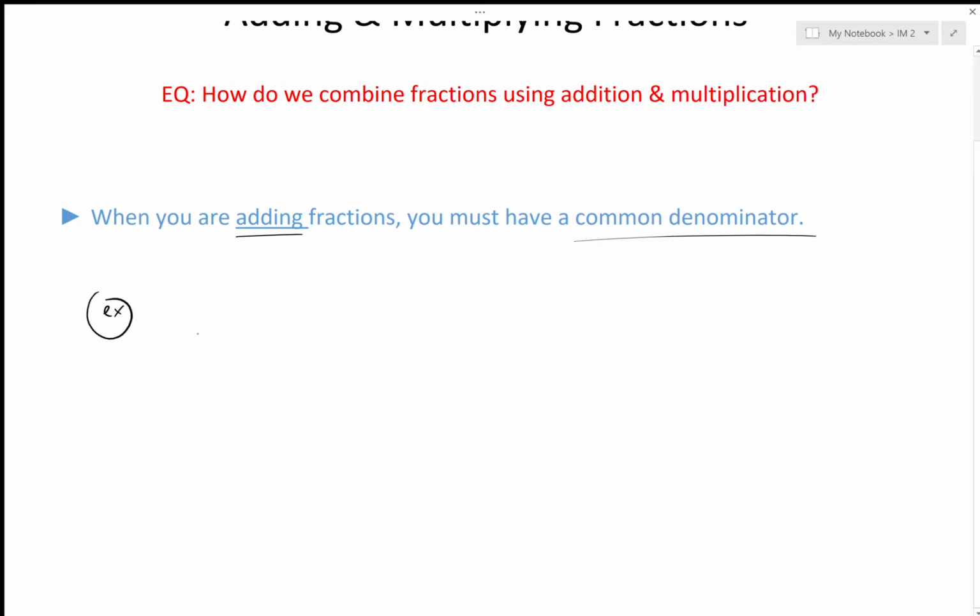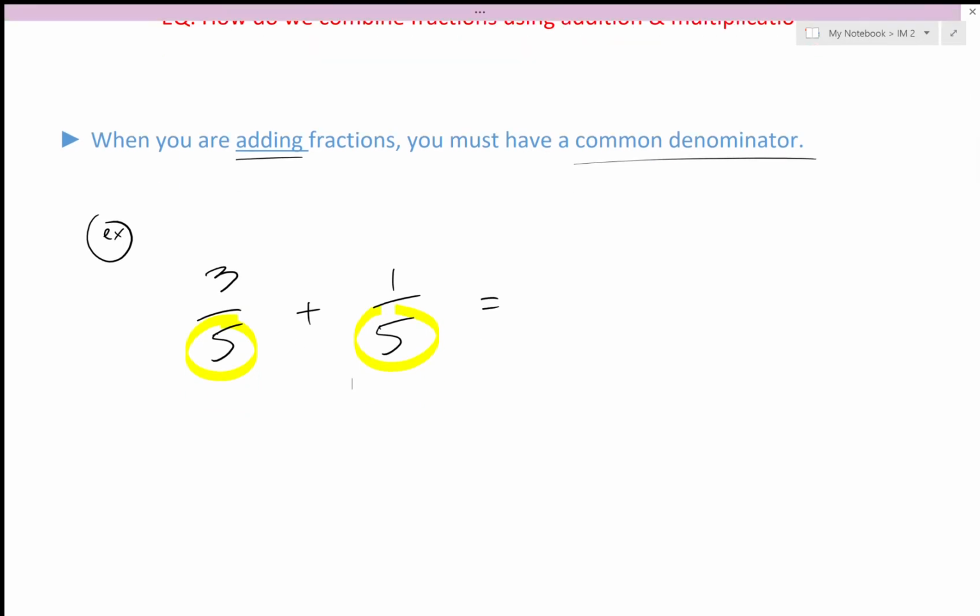So let's see one that looks like that. Let's say we have 3/5 plus 1/5. I'm going to add those together. So I look at the bottoms. The bottoms, the denominators, are both 5. So they're already the same. They're already common. And when we're adding, we keep that common denominator in the answer. And then we add the numbers on the top. So the 3 and the 1 make a 4. So my answer to this is 4/5.